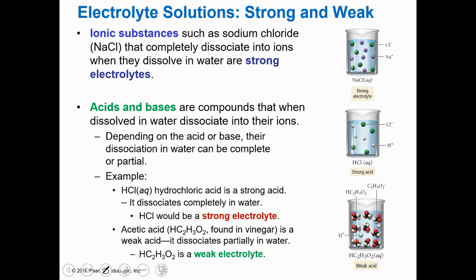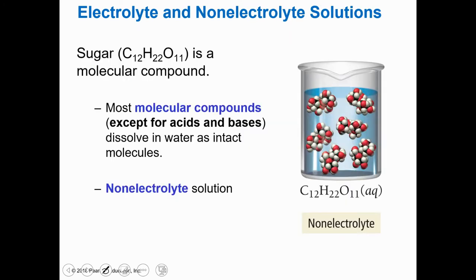So what are strong and weak electrolytes? Most of our ionic compounds are strong electrolytes. Most of them will completely dissociate into ions when they're put into water, like sodium chloride. Acids and bases are also electrolytes. Strong acids and strong bases are strong electrolytes. Weak acids and weak bases are weak electrolytes. And then, of course, our molecular compounds like sugar, they are non-electrolytes.